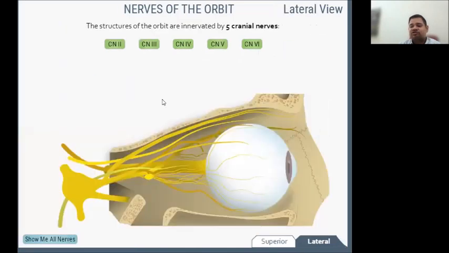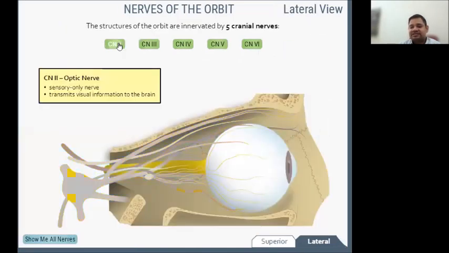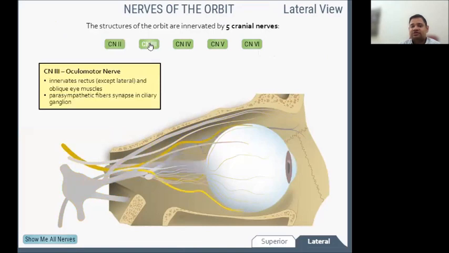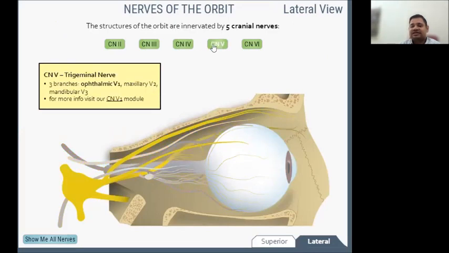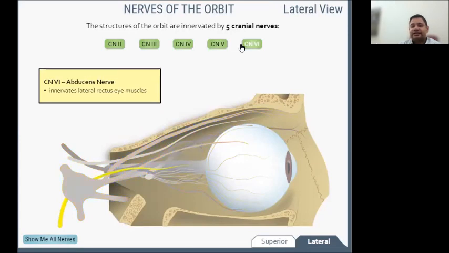If you want to see the view from the lateral side, again we can revise the thing. Here you can see the optic nerve. Again, this transfers the information to the brain. This is the oculomotor nerve, that's the third. Then fourth, it is going towards the superior oblique, the trochlear nerve. Then you can see the trigeminal nerve parts, which are going to supply the different areas of the eyeball. Then the abducent nerve, which specifically innervates the lateral rectus eye muscle.